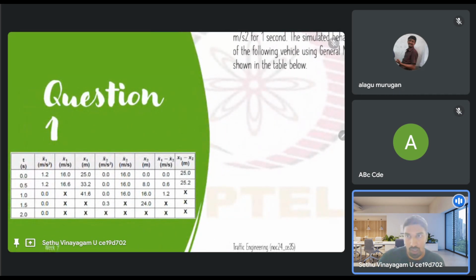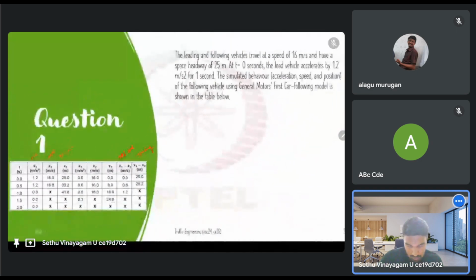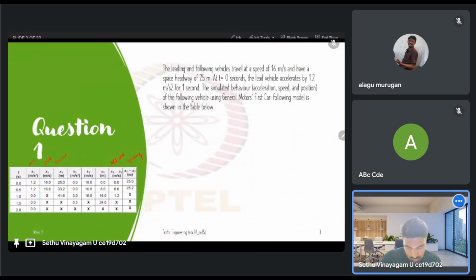Here x1 is the leader. The 1 is for the leader, 2 is for the follower. So we have acceleration, speed, and then position. This is given for the leader as well as the follower. And then we have the relative speed, and the spacing, for different time steps. And this x means those values are unknown, we need to fill that.